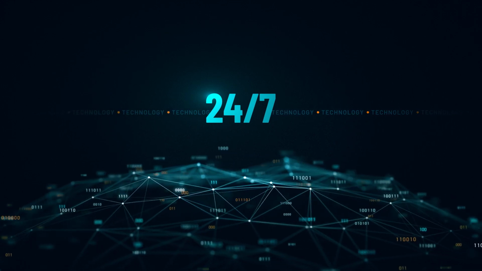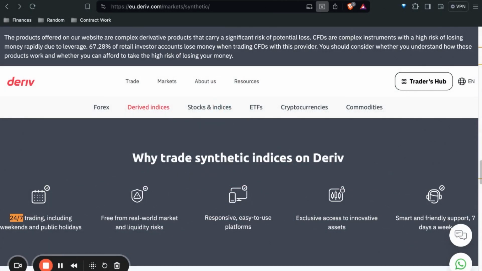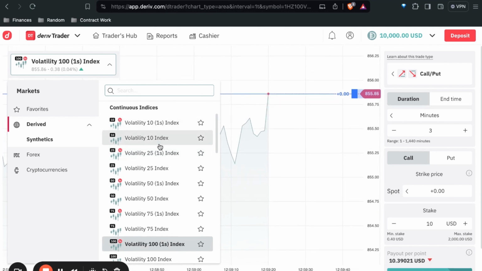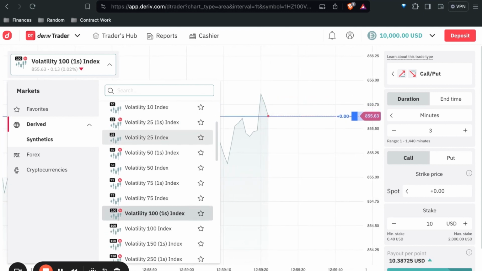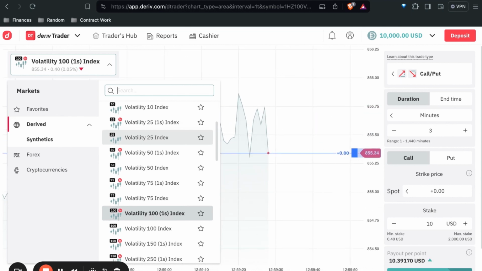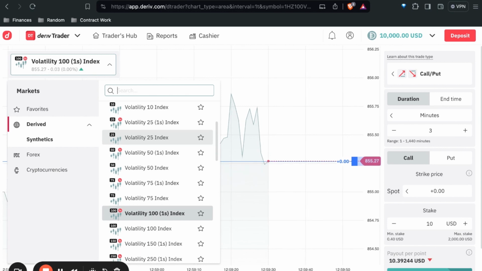Another major advantage is the absence of real world market or liquidity risk. This means you won't experience unexpected margin calls and you can always be aware of the risk involved in your trade. Deriv offers plenty of variety for different volatility indexes to choose from, volatility 10 to volatility 100. This allows you to choose your preferred level of risk.